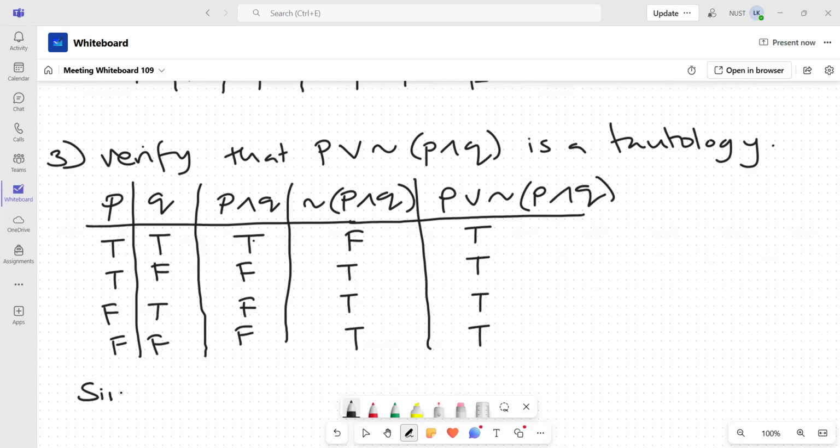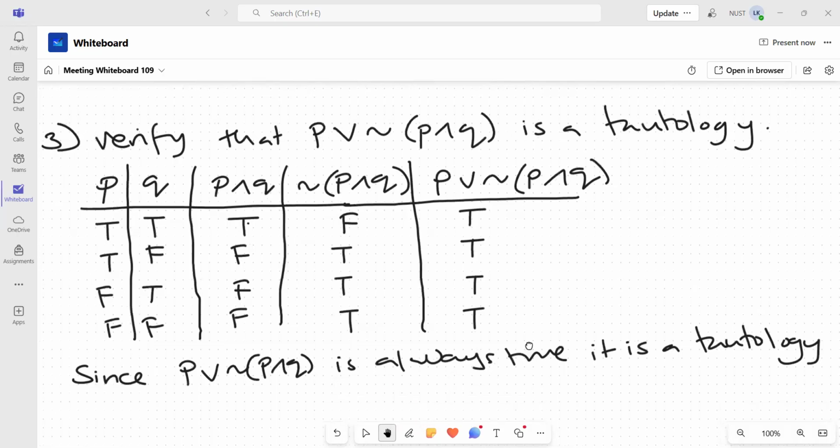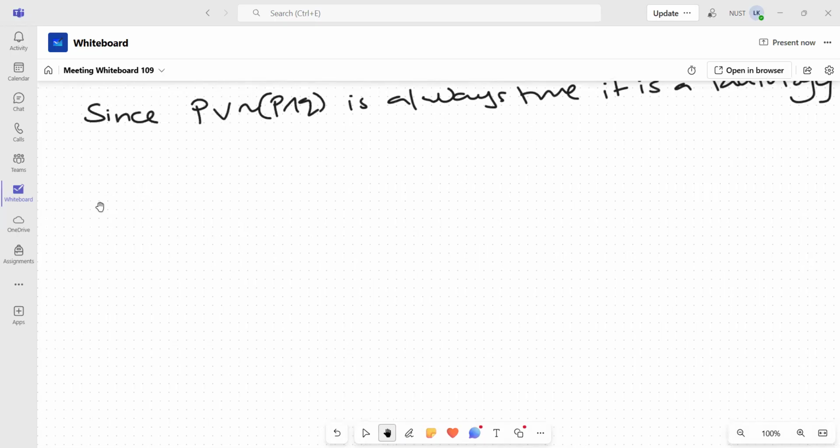So we can see that since P or not P and Q is always true, it is always true. It is a tautology. Okay, so that is what a tautology is. It is always true. And a similar question, number 4.